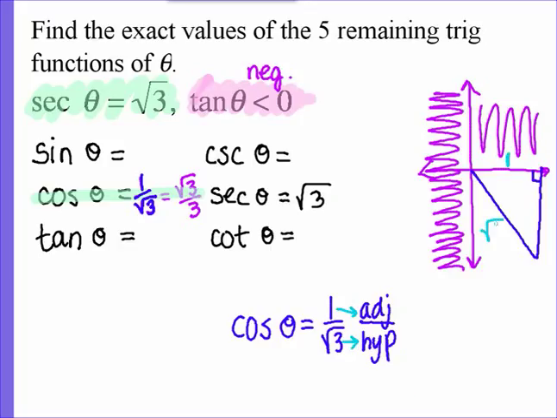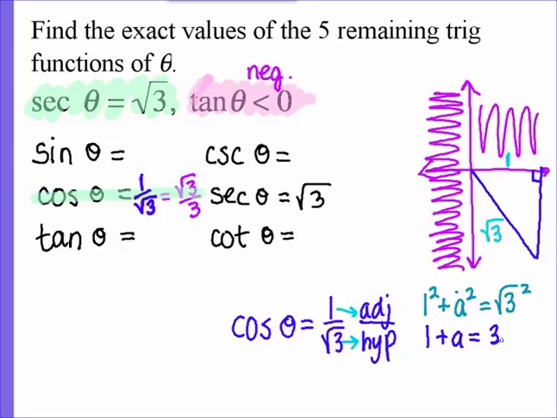Now what I need to do is find my opposite side. So how can I do that? Pythagorean theorem. The Pythagorean theorem states 1 squared plus a squared equals root 3 squared. Is this a 30, 60, 90 triangle with the root 3? No, it's not. And you'll see that shortly.